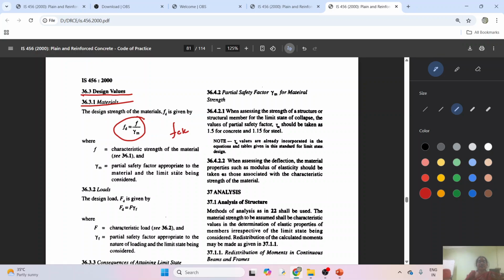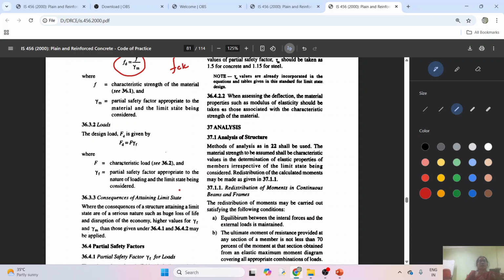In case of design load, the design load FD is given by FD equal to F into gamma F. Capital F is the characteristic load. Characteristic load is based on the codal provision IS 875 part 1, part 2, part 3, and snow load, seismic load based on the IS codal provision if there is any data. And gamma F means partial safety factor appropriate to the nature of loading and limit state being considered.